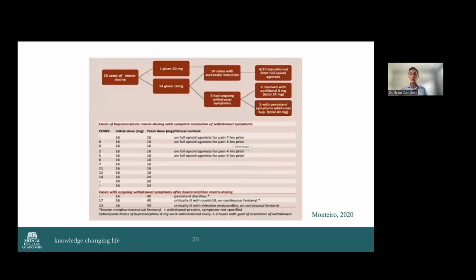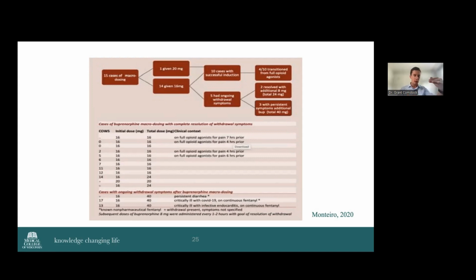This is a poster from the American Society of Addiction Medicine conference back in 2020 that came out of, I believe, Rutgers, but looked at a case series of folks that have been treated in this way. And you're not going to find a lot more robust data for a macrodosing approach than something like this. So I apologize for the poor quality image, but this is the best I could track down. But it's a group of 15 patients who received macrodosing.